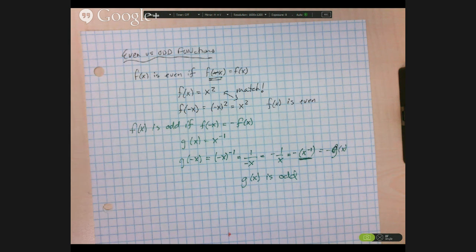There are, in fact, functions that are neither even nor odd. Okay, so you have to be careful there. Sometimes it's neither. It would hit neither test. Okay, it would just not get either test.